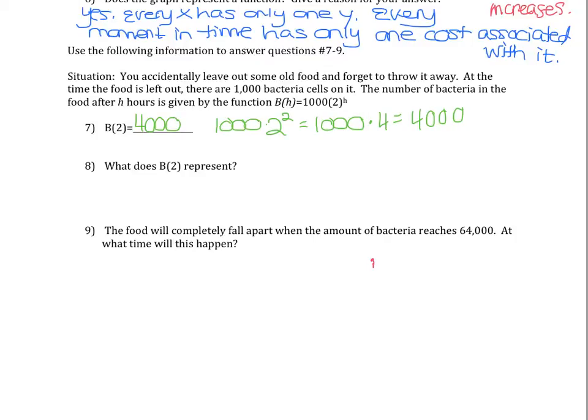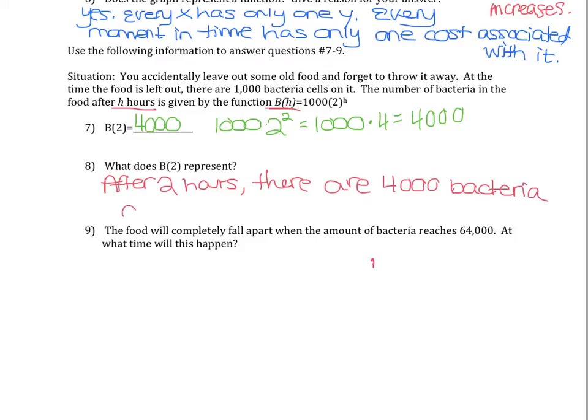What does b of 2 represent? Well, 2 is the number of hours, and b of 2 is the number of bacteria. So what it represents is after 2 hours, there are 4,000 bacteria cells on the food.